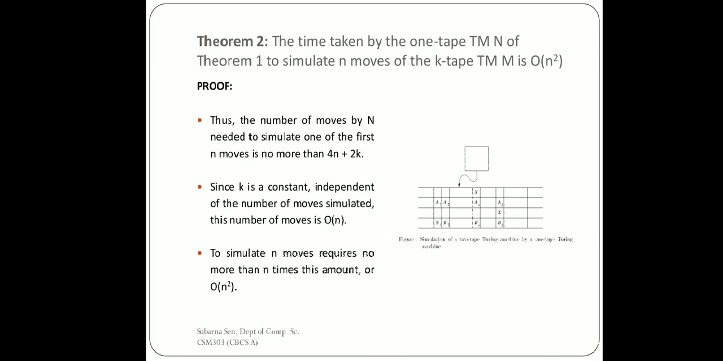Now this is true for all n movements. We have calculated this for a single movement only. If we consider a total of n movements, it is going to be multiplied by n, and that's why it will be order of n squared. Fine.